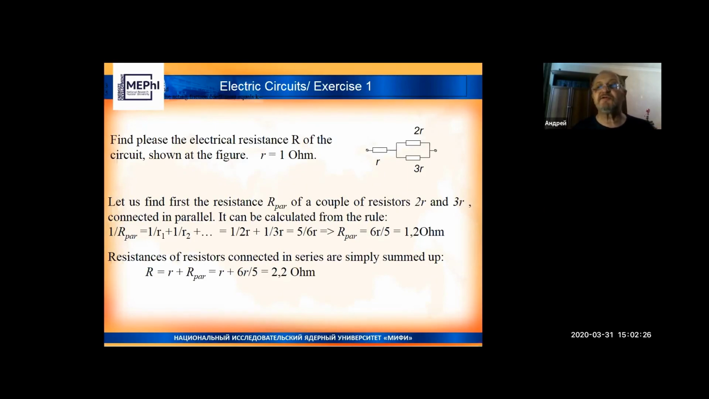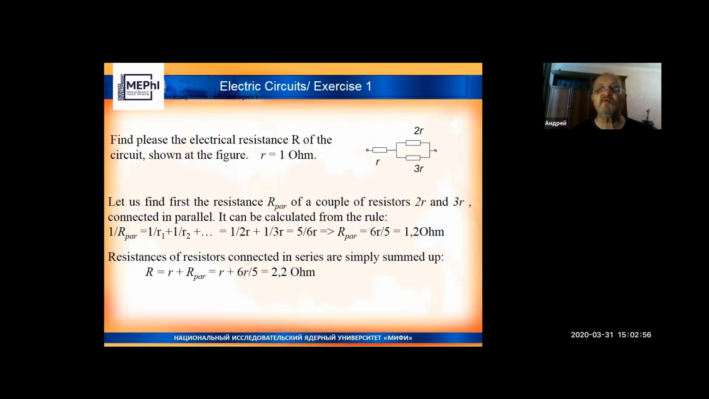Now the question is, what will be the resistance between the points marked to the left and to the right of this scheme? We should additionally add the resistor R. This one is connected to the first couple in series, and in this case, resistances simply shall be summed up. So the total resistance will be equal to R plus 1.2 R, 2.2 ohms.